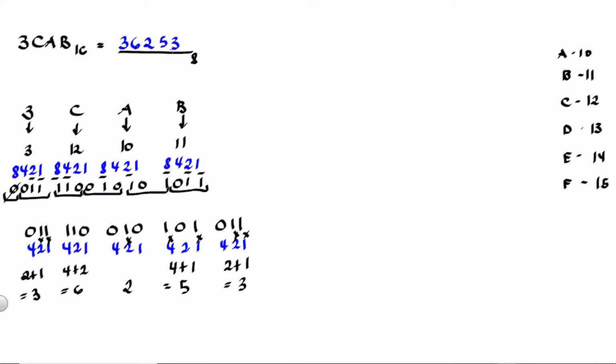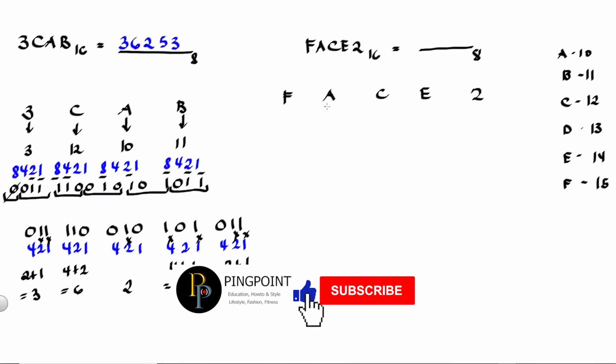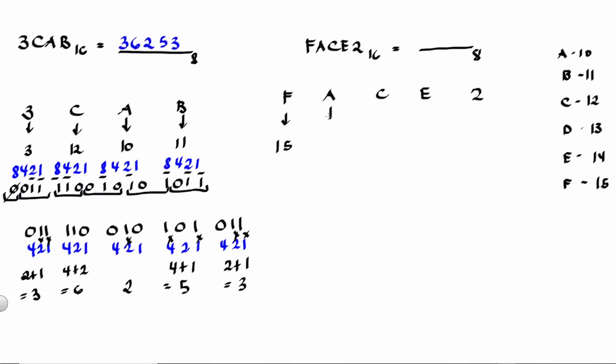And for our third example, let's say we have FACE2 hex and convert it to octal form. Okay, the first thing we do is rewrite FACE2, giving each character enough space. Then convert FACE hex into a decimal form. So F corresponds to 15, A corresponds to 10, C corresponds to 12, E corresponds to 14, and 2 is just 2.